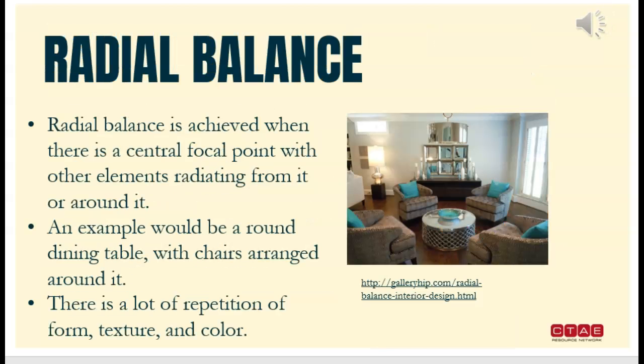Now we have radial balance. Radial balance is achieved when there is a central focal point with other elements radiating from around it. An example would be a round dining table with chairs arranged around it. There is a lot of repetition of form, texture, and color. So here is radial, where the center focus is our coffee table, and everything is in that circular motion.